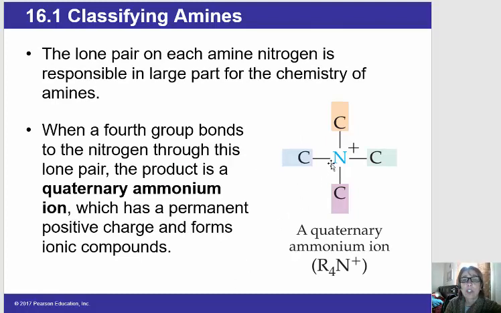Now, if the nitrogen has four single bonds to it, that means this lone pair is being shared with another group, either hydrogen or a carbon-containing group. It will have an overall positive charge, and it's known as a quaternary ammonium ion. And there is going to be an anion somewhere, but sometimes that anion is not expressly written because we care more about the quaternary ammonium ion.